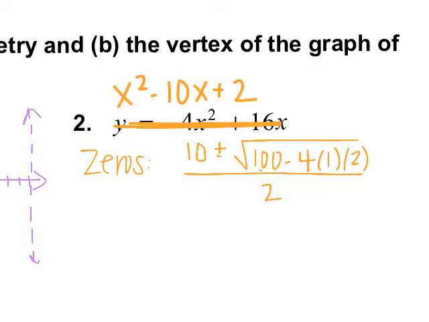Okay, is everybody good plugging in stuff to the quadratic formula? Wait, where did the 100 begin? The 100 is 10 squared. Yep, b squared should be 10 squared.